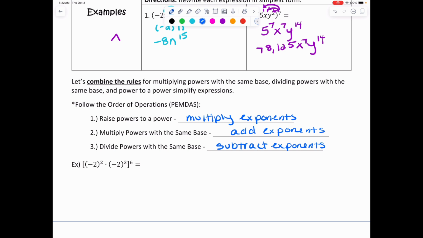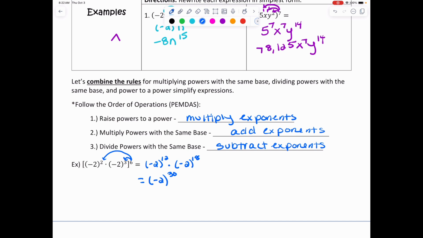So if we follow the order of operations, first we want to raise any powers to the power. So I want to take the 6 and the 2 and multiply it, and the 6 and the 3 and multiply it. That would make this negative 2, keep our base, and also keep it in parentheses, to the 12th, times negative 2 to the 3 times 6, which is 18. Now I would use the multiplying powers with the same base rule, which is where I keep the base and I add the exponents. 12 plus 18 would be 30.